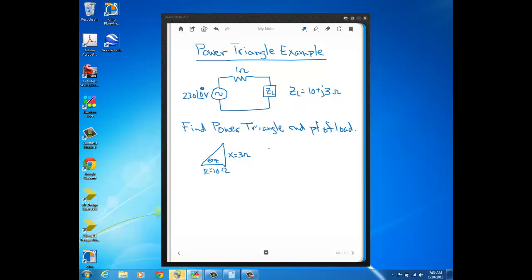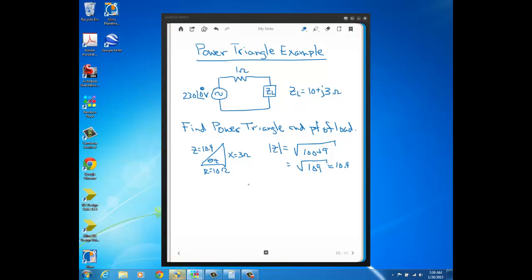So we can find the magnitude of z, the hypotenuse of this right triangle, by just taking the sum of squares, square rooted. So we'd have the square root of 10 squared, which is 100, plus 3 squared, which is 9. And then the square root of 109, which comes out to 10.4. Okay, so that's our z here, the length of the hypotenuse.